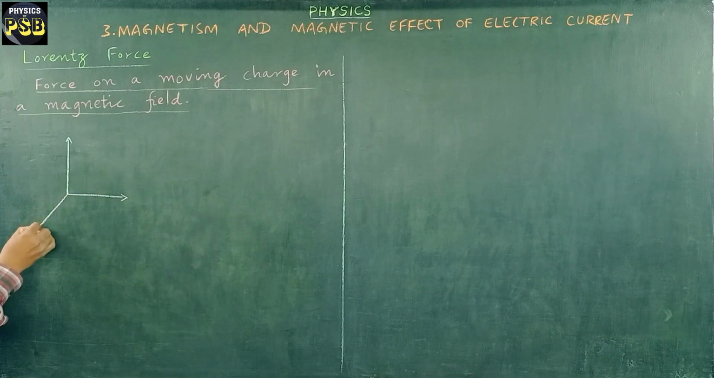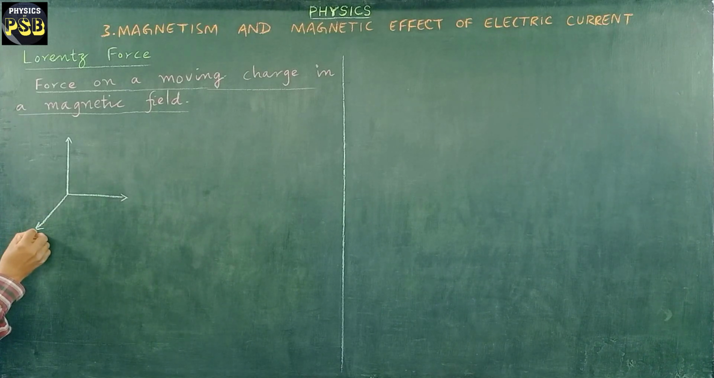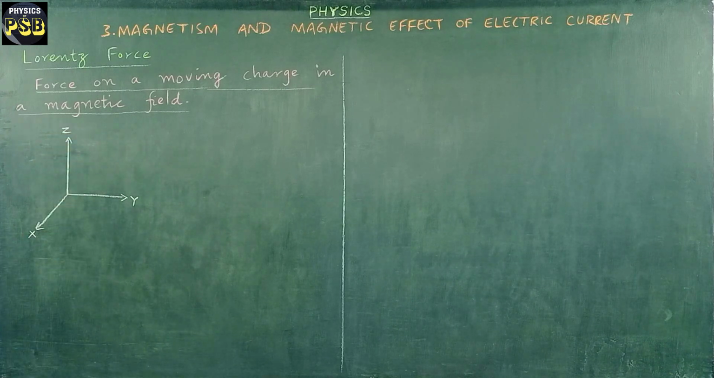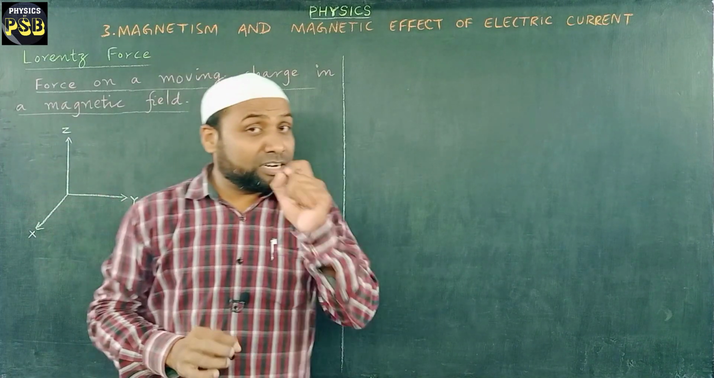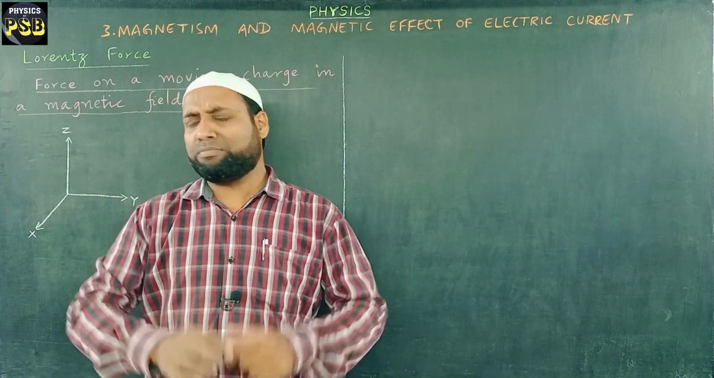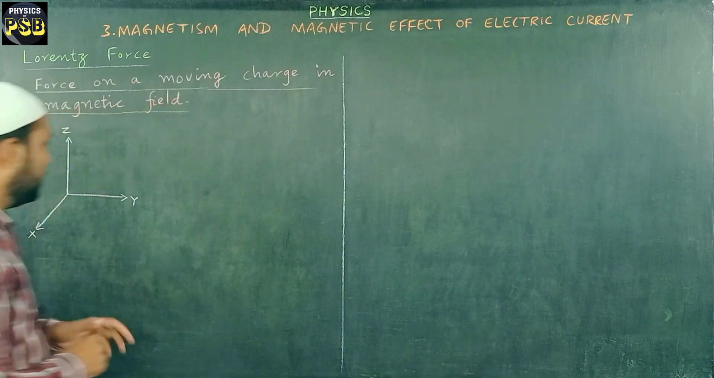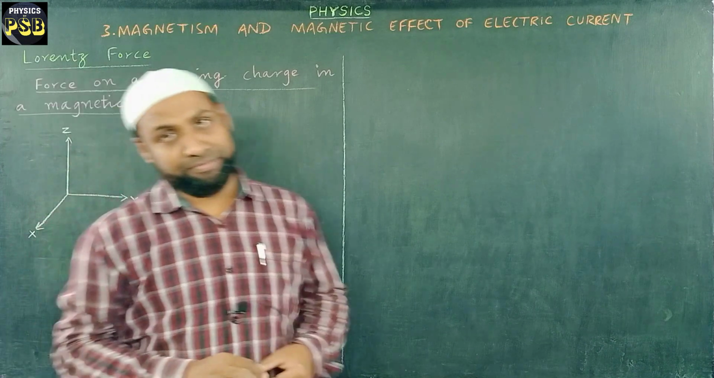Here, the coordinate system has three axes: x-axis, y-axis and z-axis, acting mutually perpendicular to each other. Here I have used the term mutually perpendicular. What does it mean? Mutual means between two. If you take any two axes, you will find that the angle between them is nothing but 90 degrees.